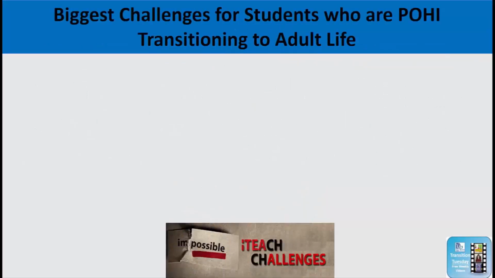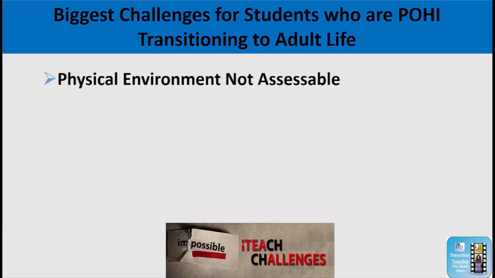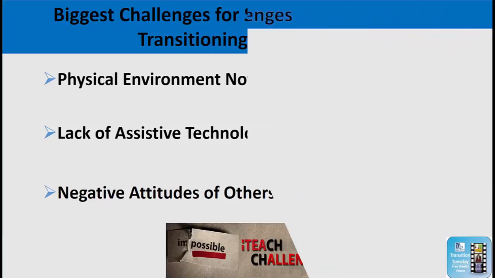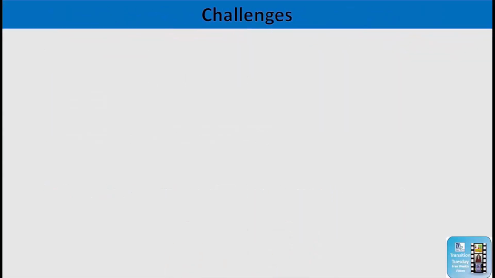The three biggest challenges for students who are physically or orthopedically impaired transitioning to adult life are: their physical environment is not accessible, there's a lack of assistive technology, and a negative attitude of others towards the disability. Let's talk a little bit about the challenges.